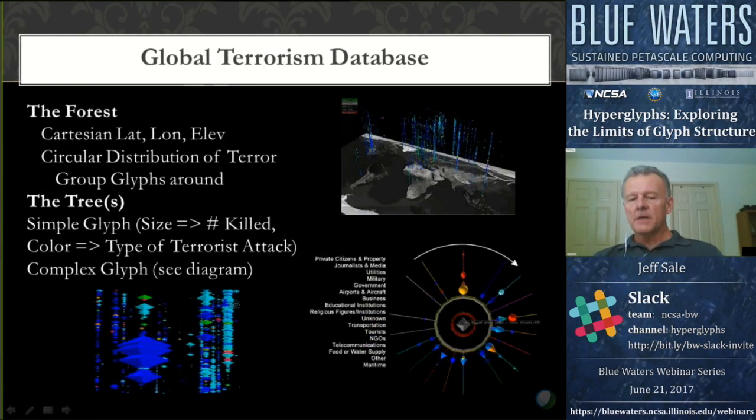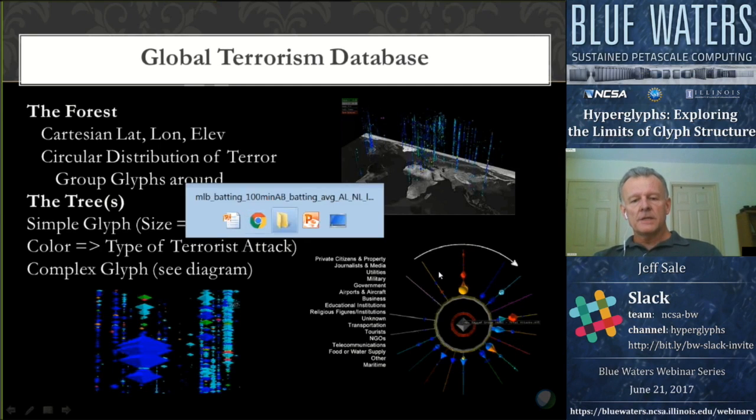The Global Terrorism Database. This visualization actually uses two different types of glyphs. One glyph in the lower left here, even though there's a bunch of them visualized in this image, is just a squashed octahedron that's color-coded based on the type of terrorist event, and the size is scaled based on the number of people killed during those terrorist attacks. The complex glyph on the right represents all of the activity of an individual terrorist organization. In this case, I believe we've got a glyph representing Abu Sayyaf.